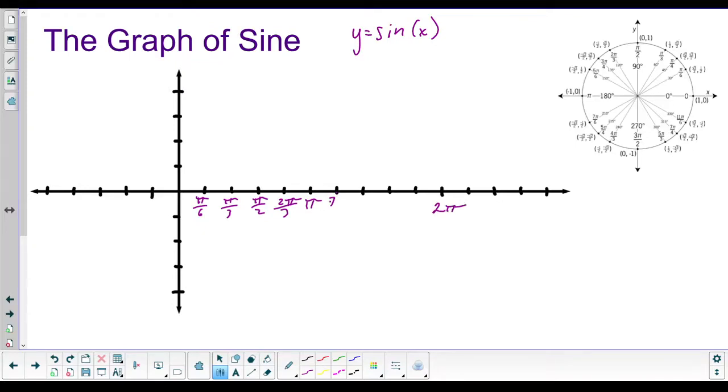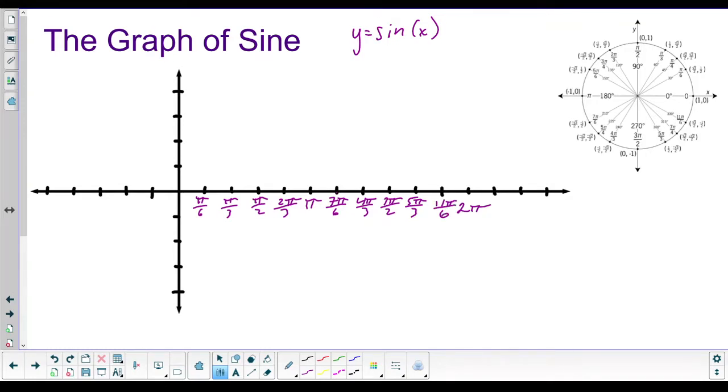Let's see. This is 7 pi over 6. This is 4 pi over 3. Let's see, 3 pi over 2. And, oops, that one's got to move. I counted wrong. Sorry. 5 pi over 3. And then 11 pi over 6.